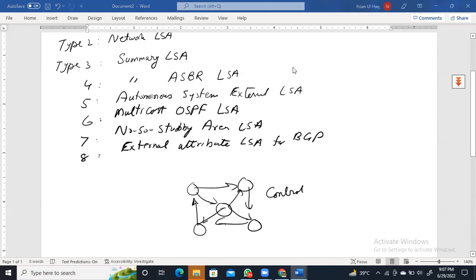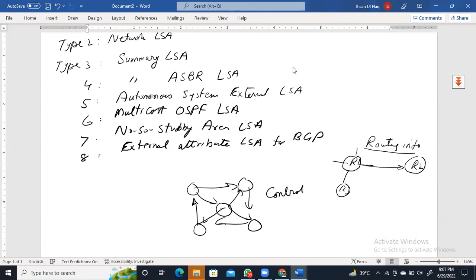As the name represents, there are two routers which want to share some information with one another. And what type of information? Routing information. This is router R1 and this is router R2, they want to share some routing information with one another. So we know that routing information will be about some links, about some link states. That's the reason this advertisement which one router sent to another is called link state advertisement. Does it make sense now?